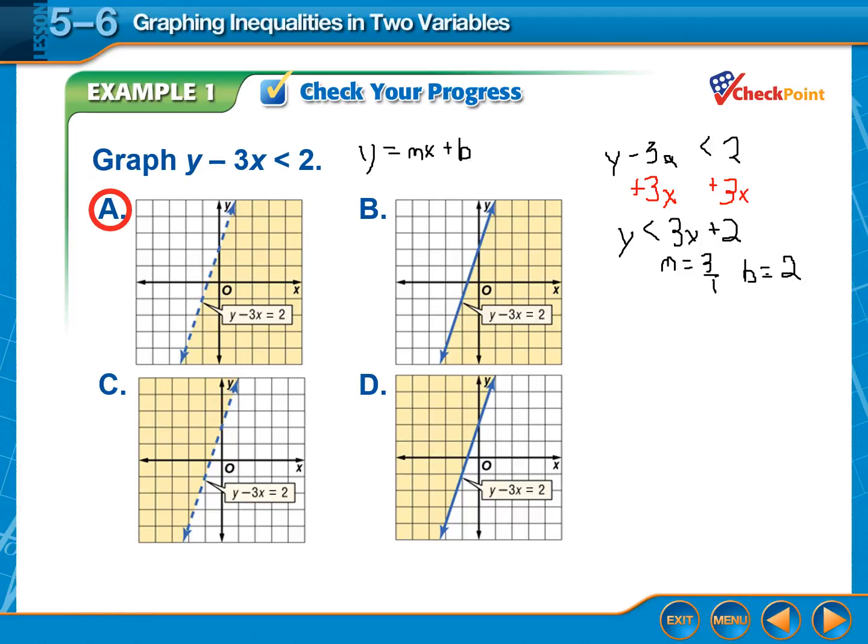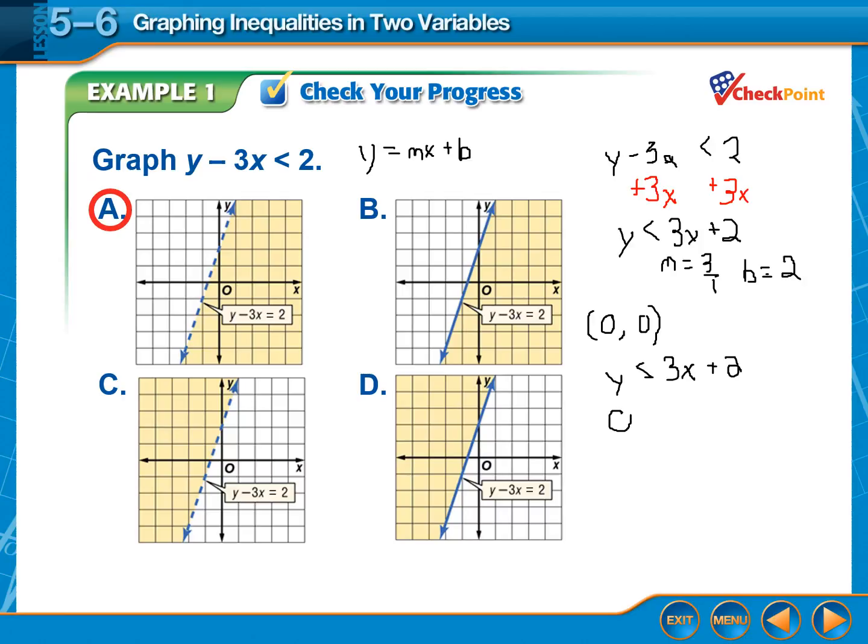And what's different between them? Well, just the side of the graph that is shaded in. Notice the line doesn't go through 0, so I can use 0, 0 as a test point. I'm going to test it to see if it's true or not. Remember, my inequality is y is less than 3x plus 2. If I replace x and y with 0, what do I get?